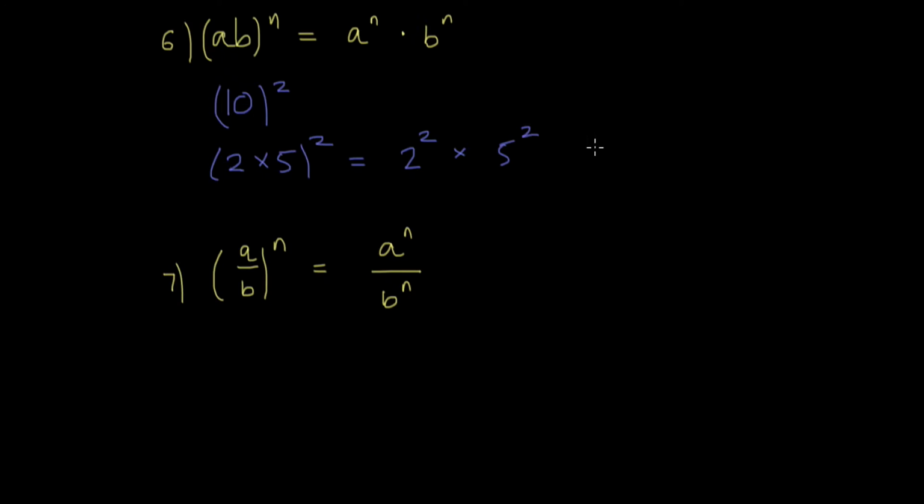And we know that 2 raised to the second power is 4. 5 raised to the second power is 25. 25 times 4 gives us 100. Okay, so that's how you would solve this.